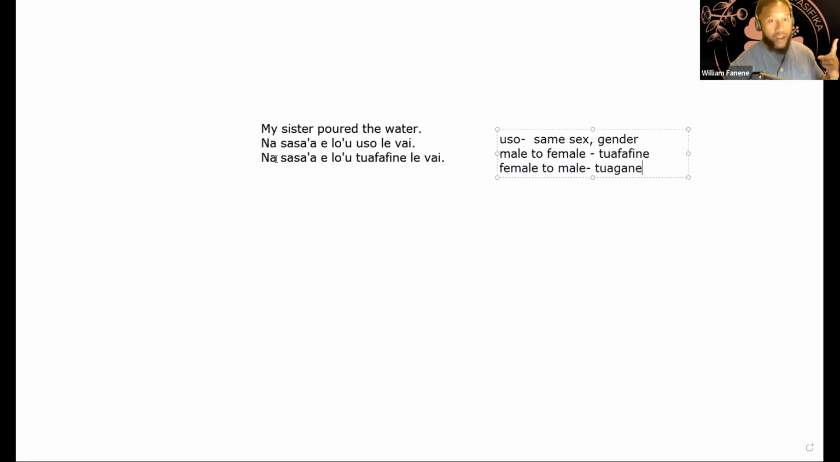And again, with the na poured, people might say ua only, because that would be has poured. It's just the same as the last question. It could be has poured, or some people might say sa sa'a e lo'u uso le vai, which is was pouring. So it just depends on the context, but the tense is very important to what we're saying here. The most correct one in this particular sentence would be my sister poured the water. All right, let's go back to number 3.